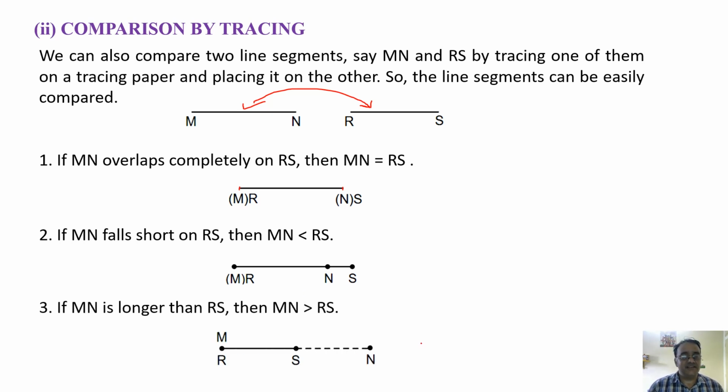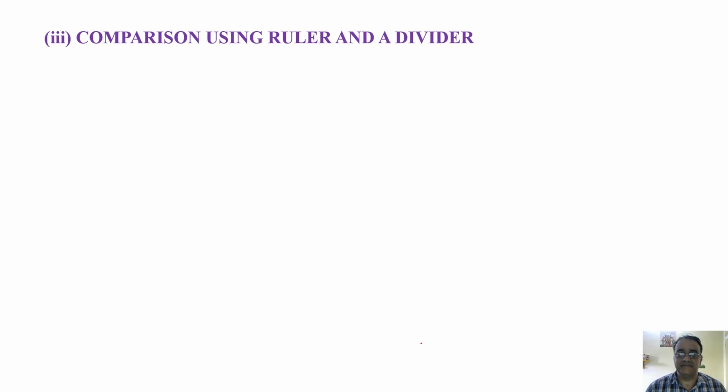So in this case we will identify that MN is longer than RS. So this is the way to compare the two lines by tracing. Okay, now the very important method, the next method is comparison using ruler and a divider.